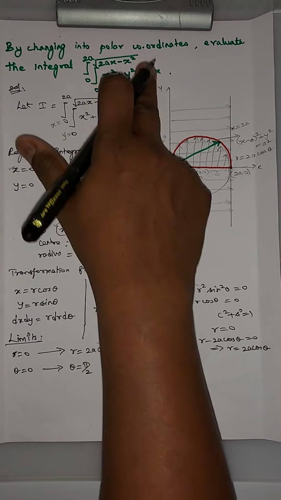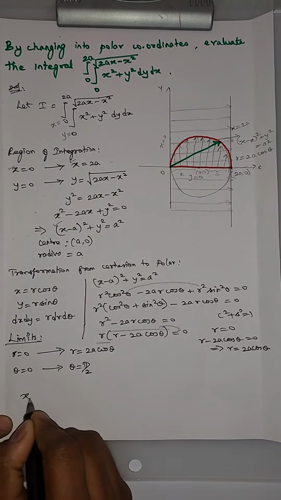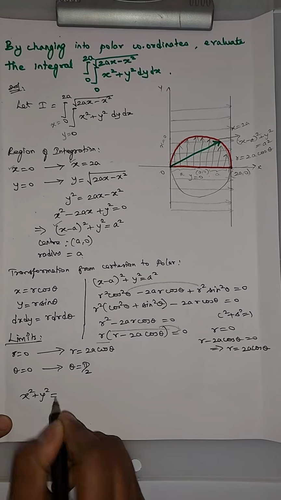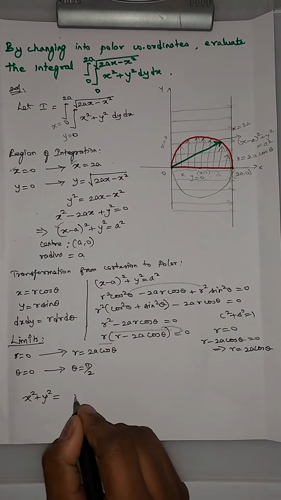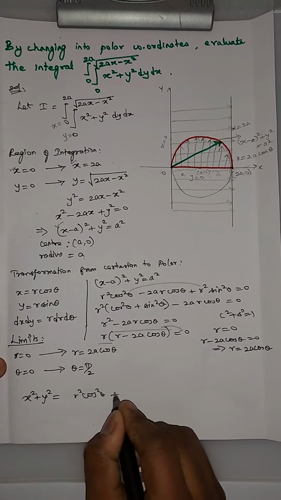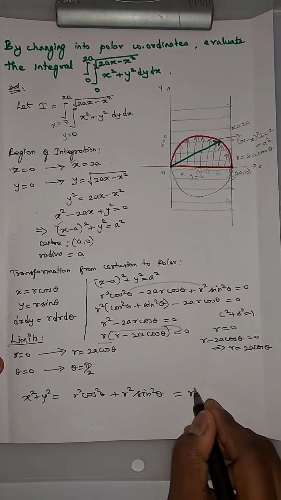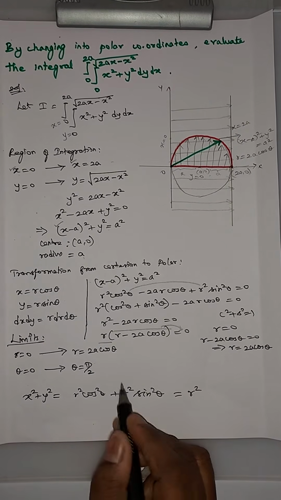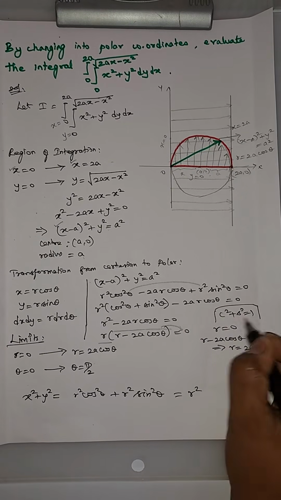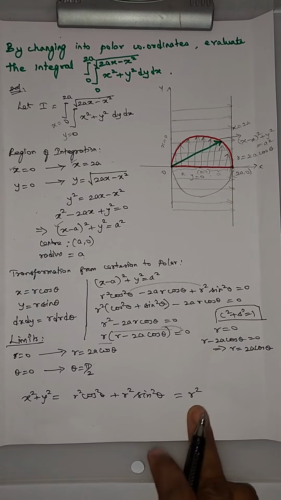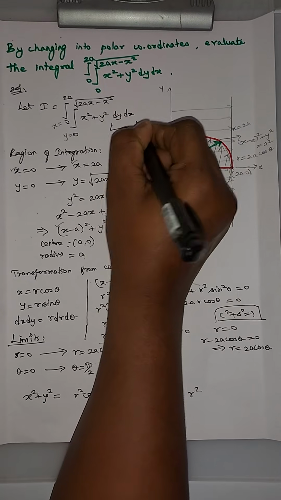Now the integral function. We have to convert this integral function also into polar. So the integral function is x square plus y square, where x takes the value r cos theta and y takes r sin theta. We get r square cos square theta plus r square sin square theta. R square is common, and inside we get cos square plus sin square, which is equal to 1. So finally we get r square. So the integral function is r square. Let this be equation number 1.